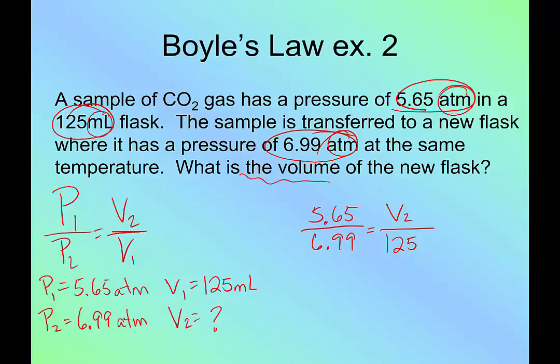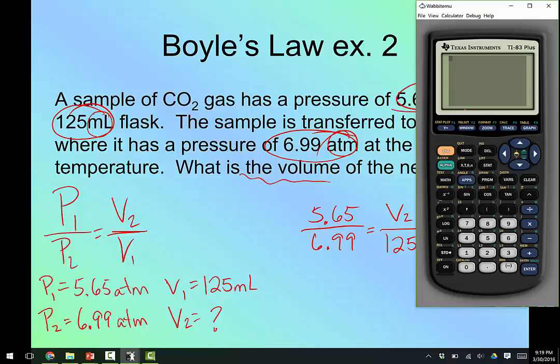Okay, so I'm going to pull up my handy dandy calculator. I'm going to darken my screen a little bit. There we go. Okay, so I'm going to plug it in. Again, I'm going to cross multiply, top left by the bottom right. So 5.65 times 125. Enter. Divided by the thing connected to my variable, which in this case is 6.99. So I'm going to go divided by 6.99. Two nines. There we go.